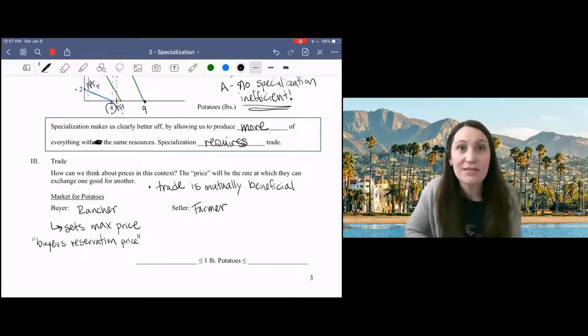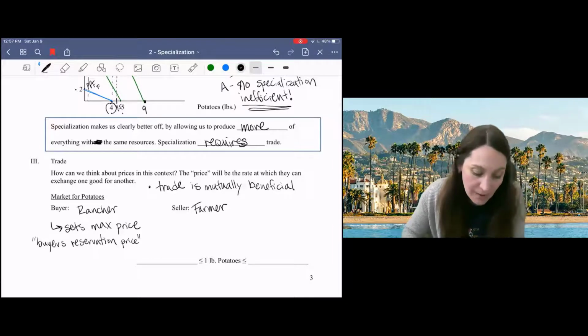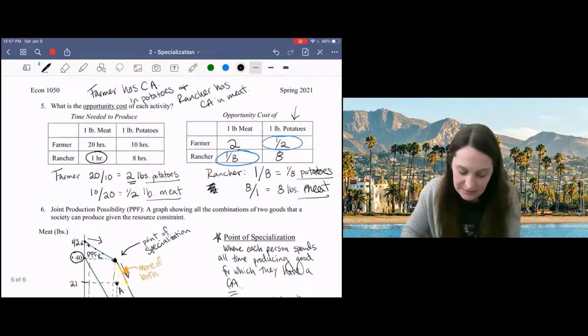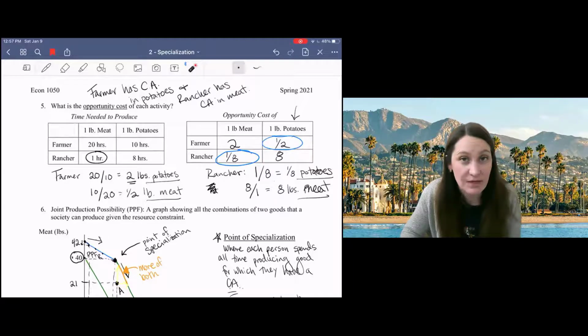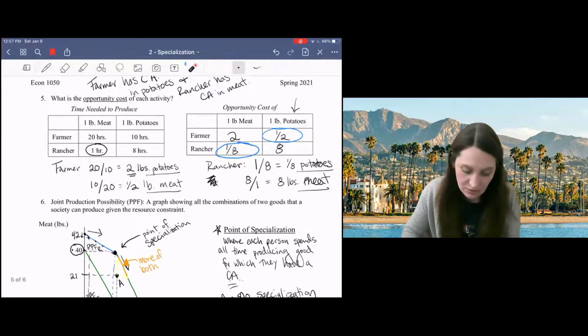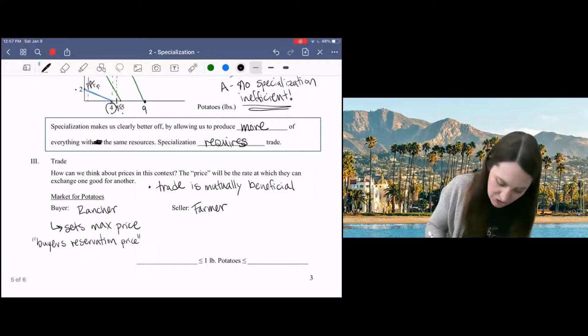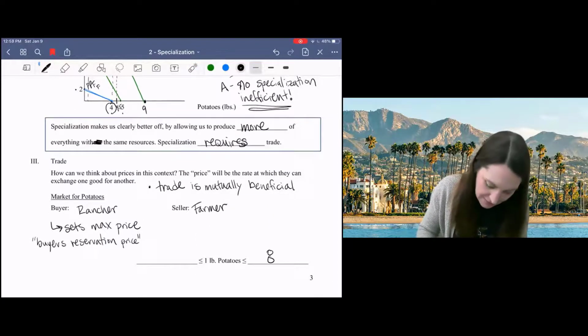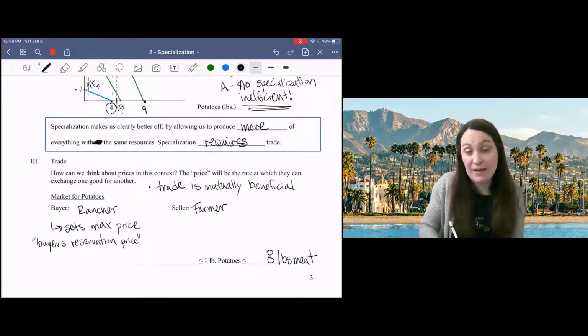In this case, what's the most that the rancher would be willing to pay for a pound of potatoes? Well, if we go back to our opportunity cost table, we can see that the rancher can produce a pound of potatoes for a cost of 8 pounds of meat. So the rancher would never pay more than 8 pounds of meat to buy a pound of potatoes, because that's the cost of making it himself.